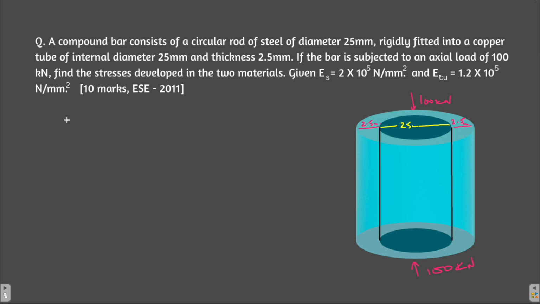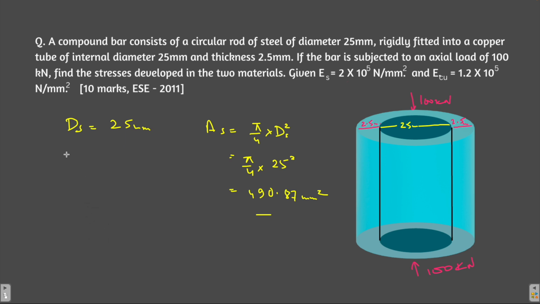What is given to us? First of all, the diameter of steel is given to us. It is 25 mm. So from this we can find out the area of steel, right? So area of steel will be how much? It is pi by 4 d square, so pi by 4 into 25 square, and that will give you the area of steel. Let me just calculate this. It is 490.87 millimeter square. This is the area of the steel, okay?